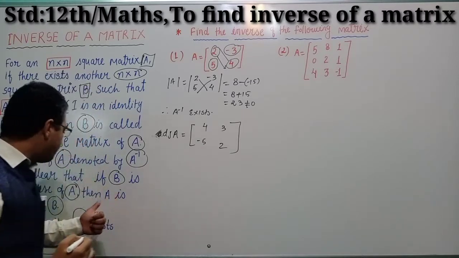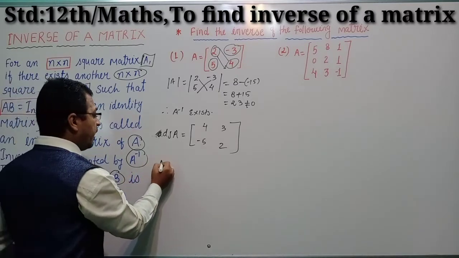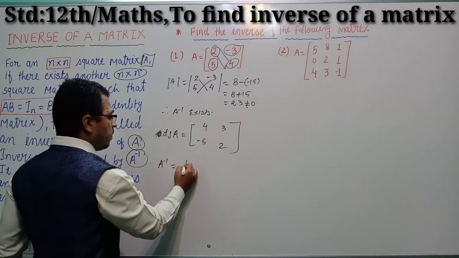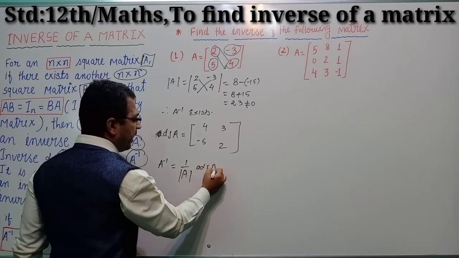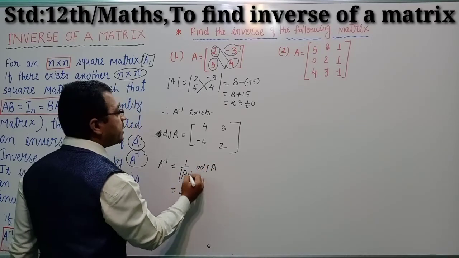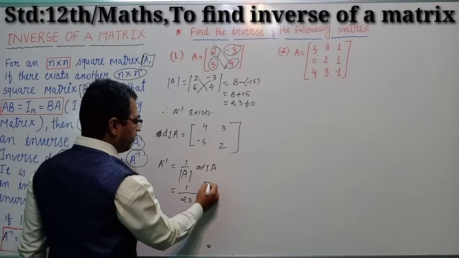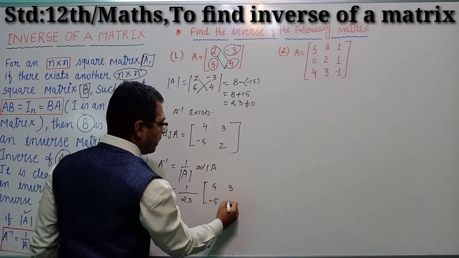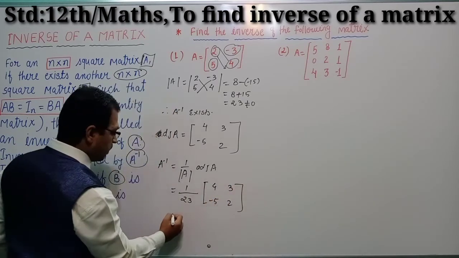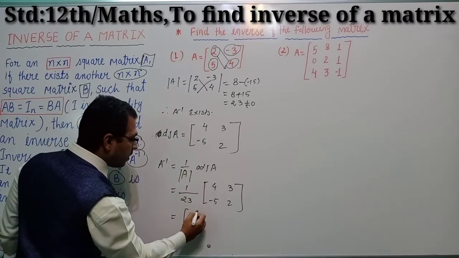Right students, as per the definition, A inverse is equal to 1 upon modulus A times adjoint A. So A inverse will be 1 upon modulus A, which is 23, times adjoint A, which is 4, minus 5, 3, 2. So the inverse of matrix A will be what?